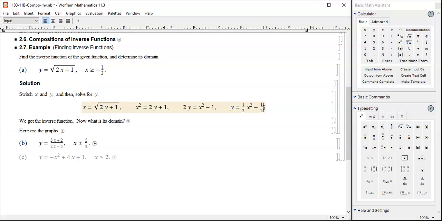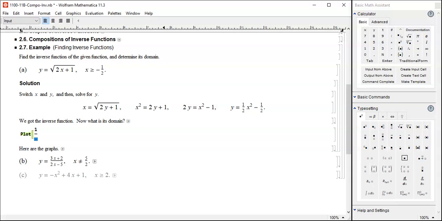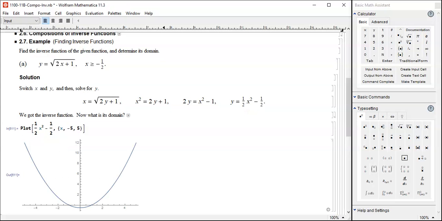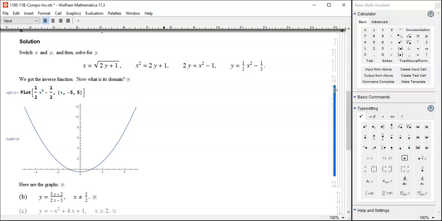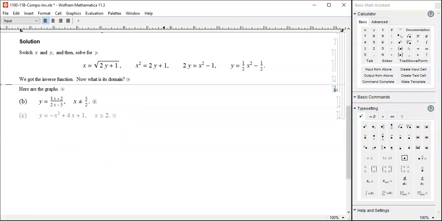Now, if you start from here, (1/2) x squared minus 1/2, clearly this is not a one-to-one function. So this one has no inverse. You see, given a y coordinate value, we have sometimes more than one x coordinate value assigned, so we cannot go back. So no inverse here. Something is wrong.